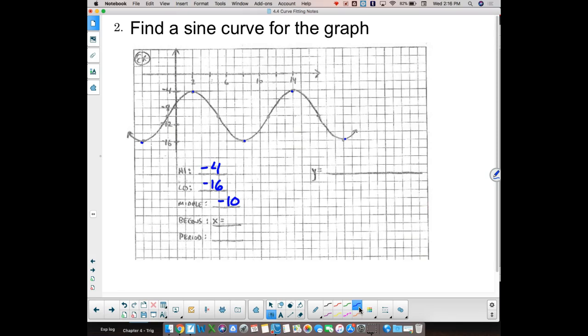Now, knowing that the middle of my function is here at -10, do I know my amplitude? What is it, Mark? 6, because it's 6 from the middle, which we just found, to the high, and 6 from the middle to the low. Yep. Okay. So my amplitude is 6.